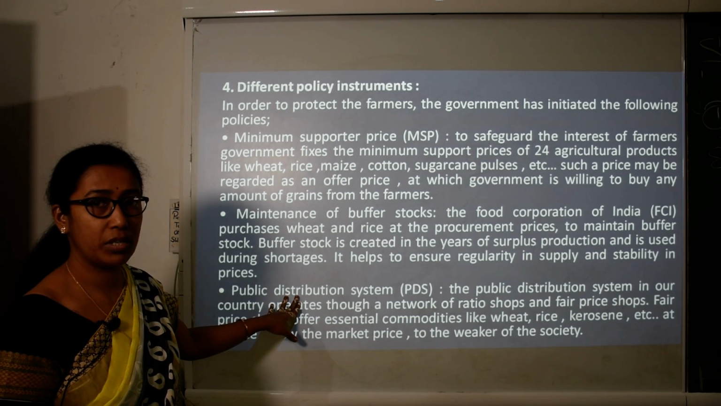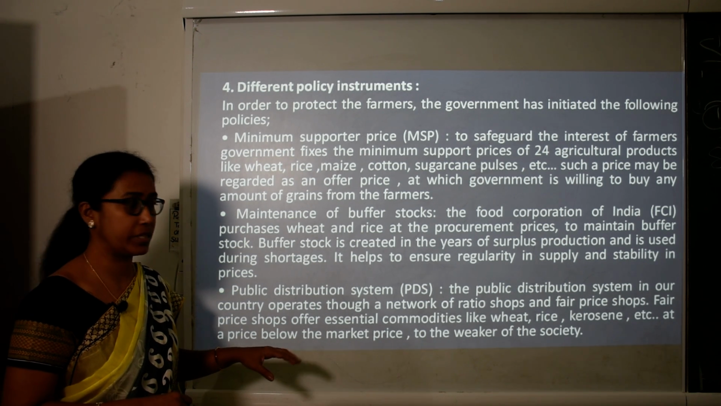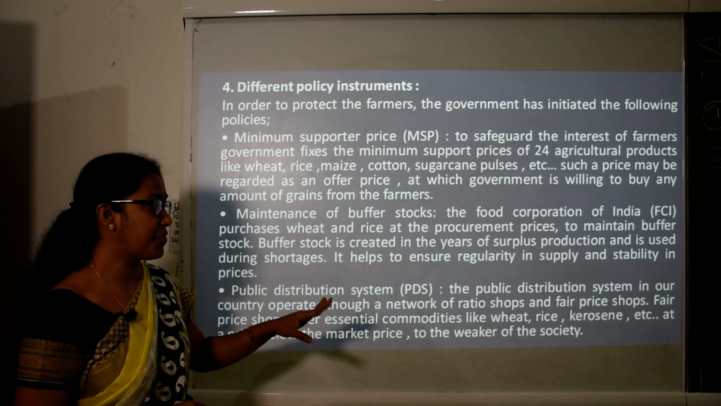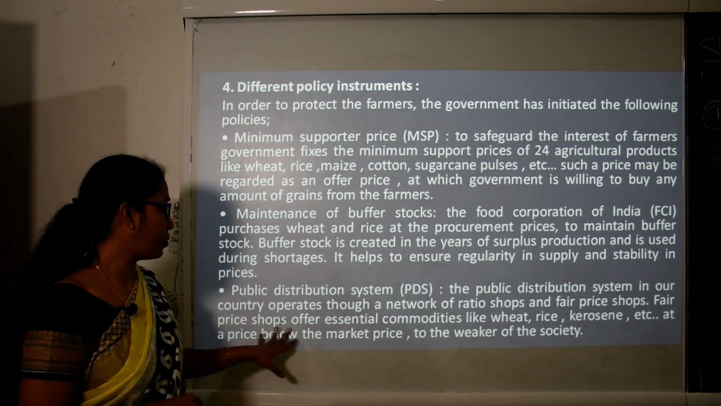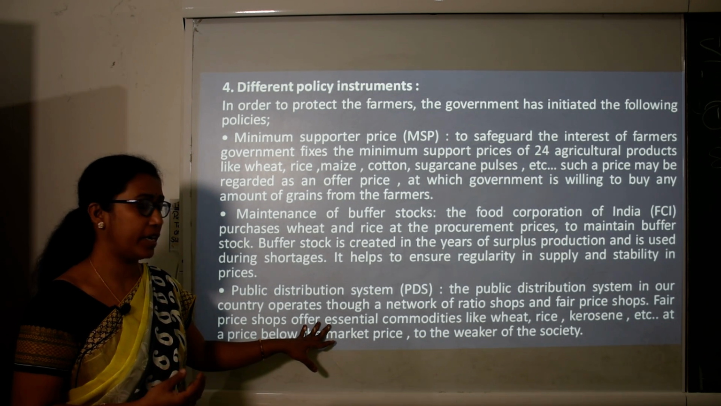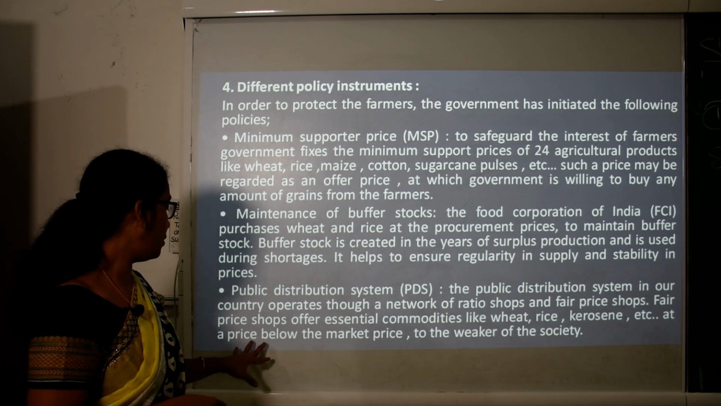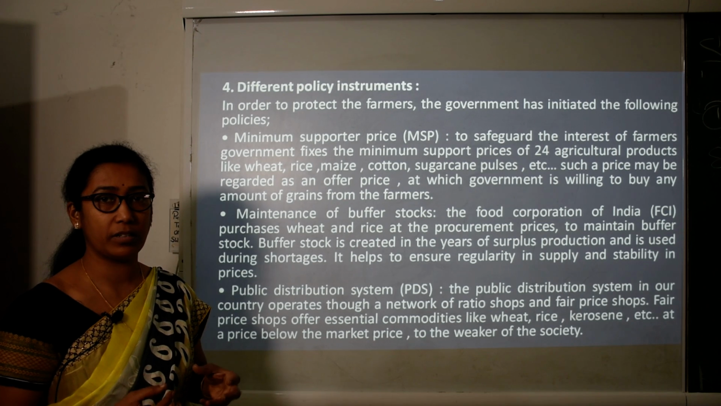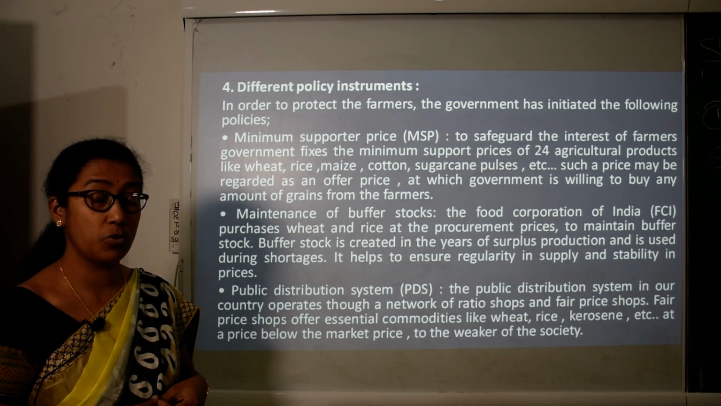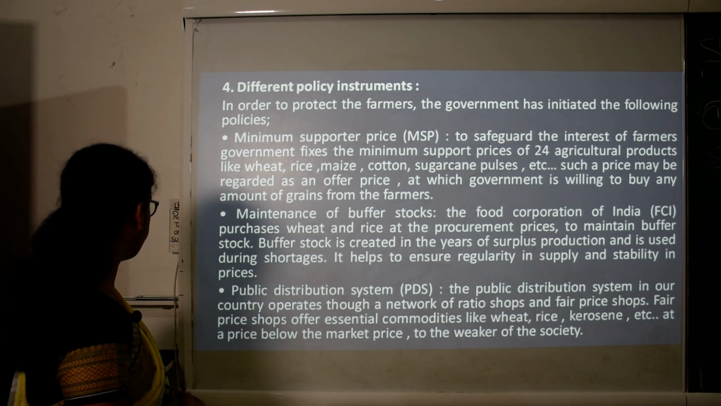Then the third thing they can do is PDS, that is the public distribution system. Under this, our country operates through a network of ration shops and fair price shops. Fair price shops offer essential commodities like wheat, rice, kerosene, etc., at a price below the market price. This privilege is especially given to the weaker sections of society who cannot afford to purchase things from the market at a high price.